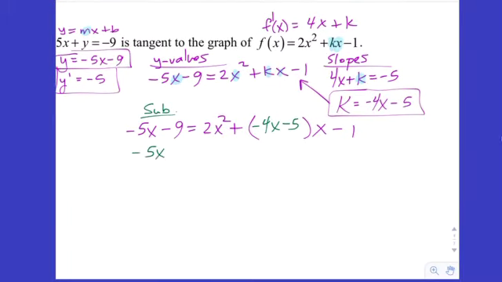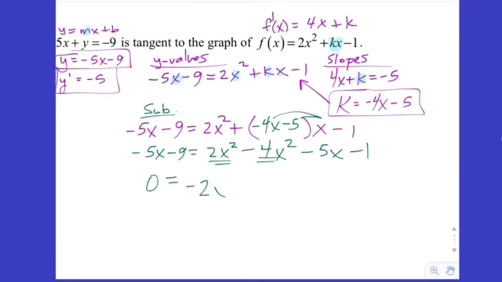I just expand it all out. Negative 5x minus 9 equals 2x squared. If I distribute the x from both sides, you get negative 4x squared minus 5x minus 1. So I'm going to bring everything over to the right side. So I have a 2x squared minus 4x squared. That's negative 2x squared. And then I have a negative 5x, which when I bring the other negative 5x across, they cancel. And I bring the 9 across, and it becomes positive 9 minus 1 is positive 8.